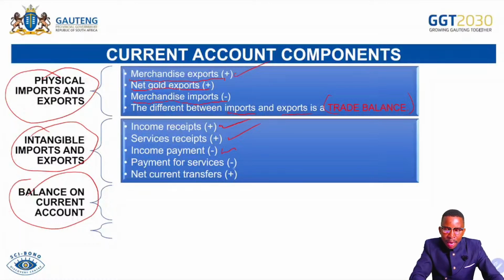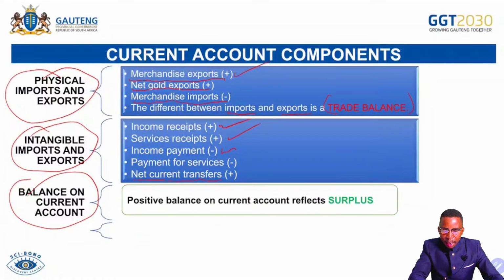And then payment for services. We talk about services that are borrowed by South Africa from the global market. So those services must be paid for by South Africa. It is subtracted. And the net current transfers, they are always positive. In this case, we talk about the money that is received from the rest of the world compared to the money that is paid to the rest of the world as part of donations or gifts. That money is then part of net transfers or current transfers.